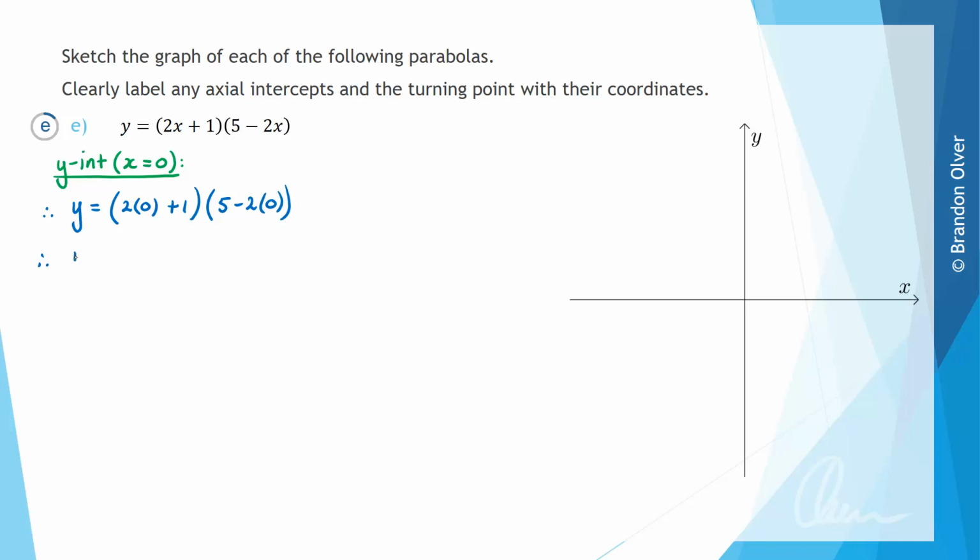And that would give us y equals, and in the first bracket, we have 0 plus 1 is just 1, multiplied by 5 minus 2 lots of 0 is just 0. So we have 1 times 5 overall. So the y-intercept must equal 5.